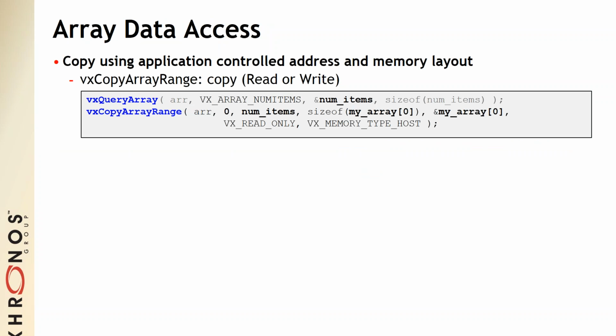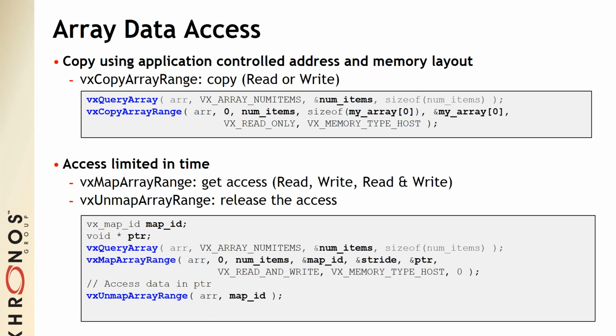You can access data memory of an array in two different methods. One is by copying the data into an application control memory, or from an application host memory, using the VX copy array range function. First, you have to make sure you query the num items before you call this function, because you cannot copy more than what is available there. And specify the copy direction, whether you want to copy from host memory to this opaque object or from the opaque object into a host memory that is local to the application. You have to specify the memory layout, which is a stride across two consecutive array elements.